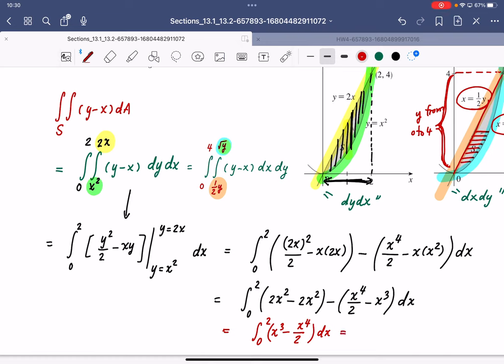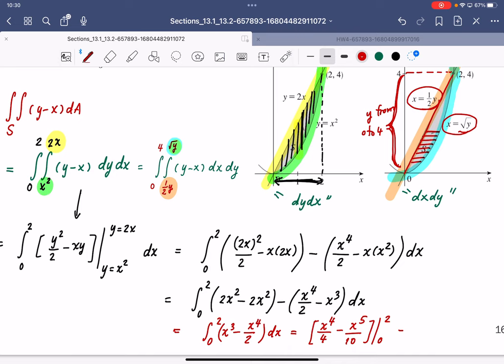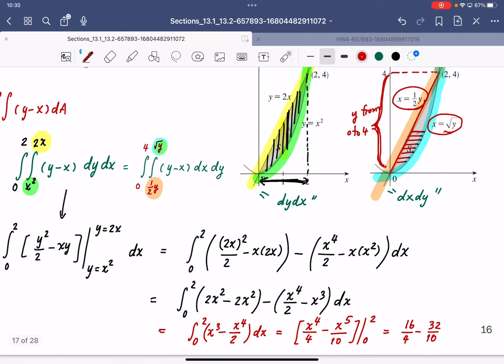Now you can integrate it, so it's going to be x to the 4th over 4 minus x to the 5th power over 10, and then you plug in from 0 to 2. At the end you're going to get 16 over 4 minus 32 over 10. That is the answer, which is 4 minus 3.2, which is 0.8.